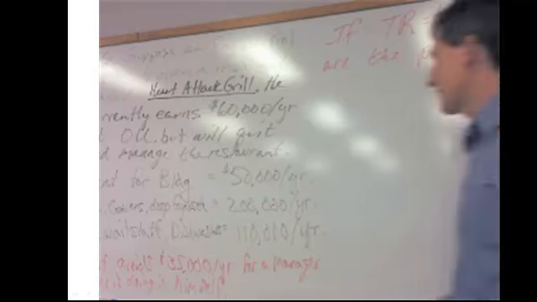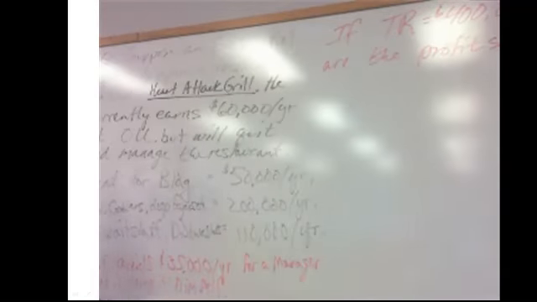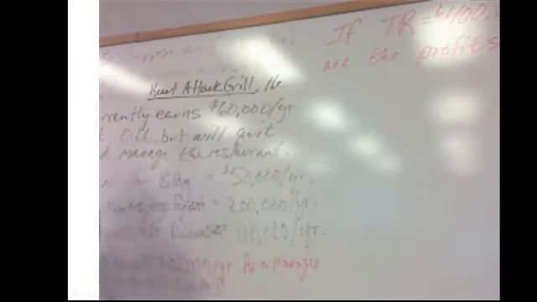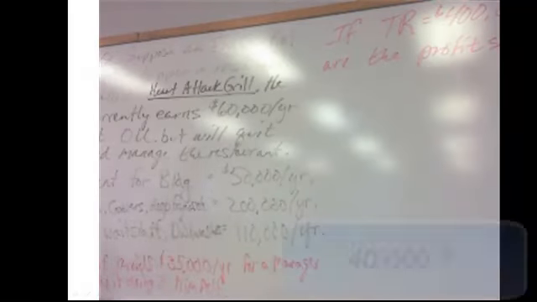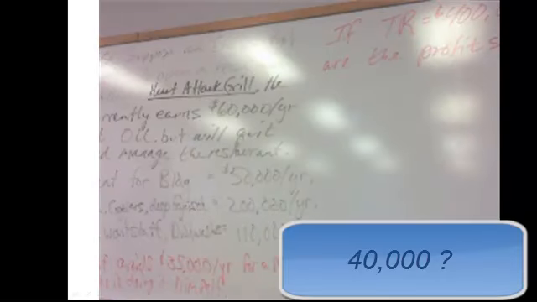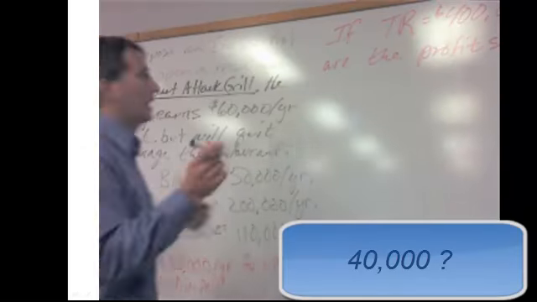Okay, so what did you guys come up with? 40,000. 40,000? So Kelly's got 40,000. I see some heads shaking. Anybody else get something different? All right, Kelly, how'd you get the 40?